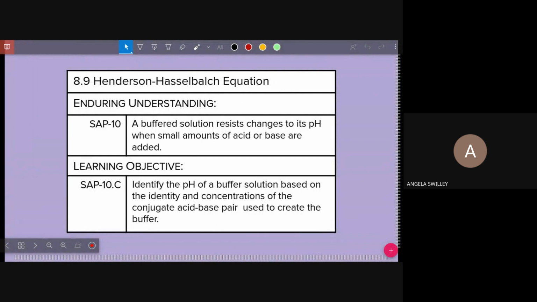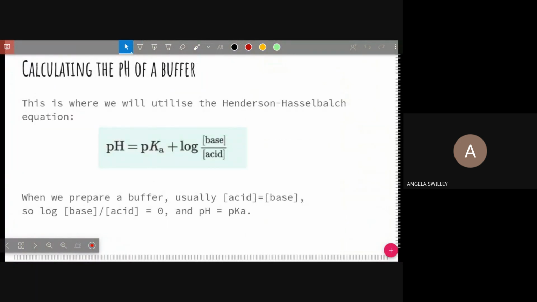You need to be able to identify the pH of a buffer solution based on the identity and concentrations of the conjugate acid-base pair used to create the buffer. All right, so calculating the pH of a buffer. Last lesson, 8.8, was the conceptual idea behind this, without using a lot of numbers necessarily. This lesson is how to quantitatively use the Henderson-Hasselbalch equation.